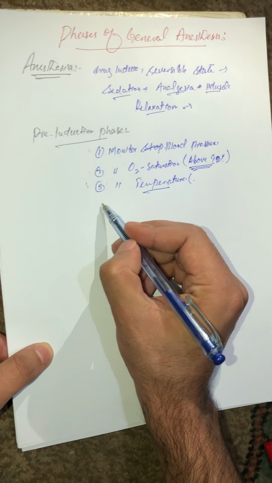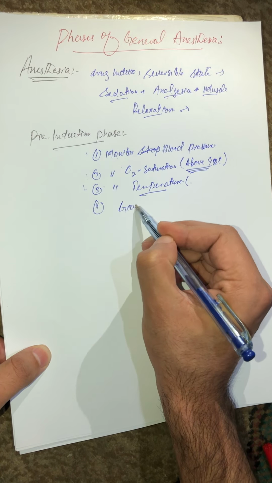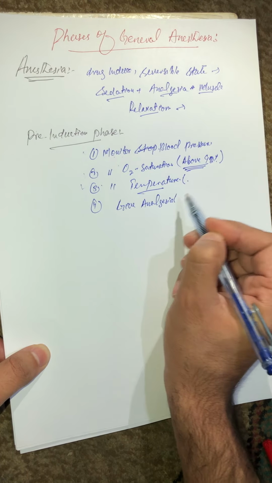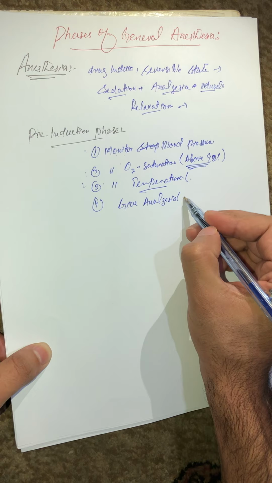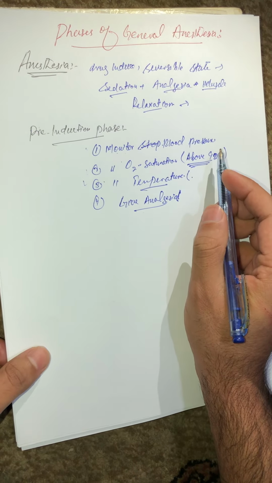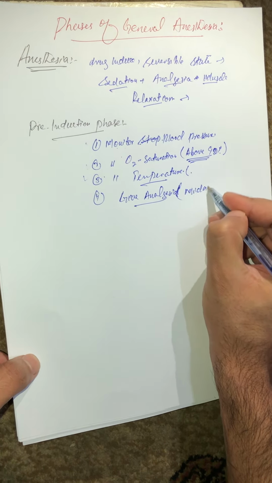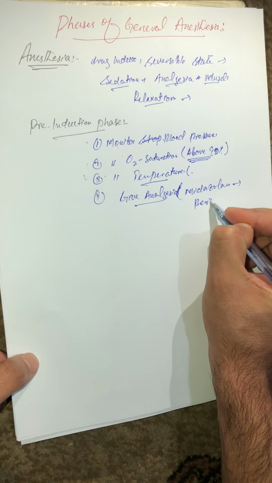The fourth one is give analgesia. Give analgesia, because analgesia is a painkiller and it takes time. Its effects take so much time to start, so you will give analgesia in the pre-induction phase. For example, you will give midazolam, which is a benzodiazepine.